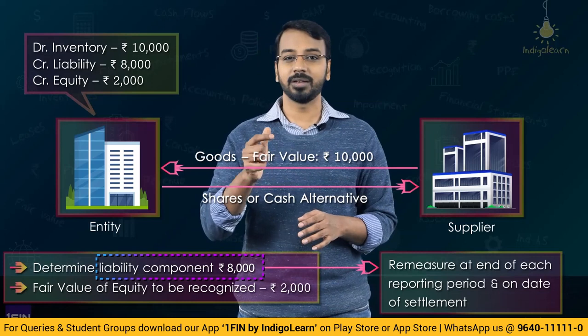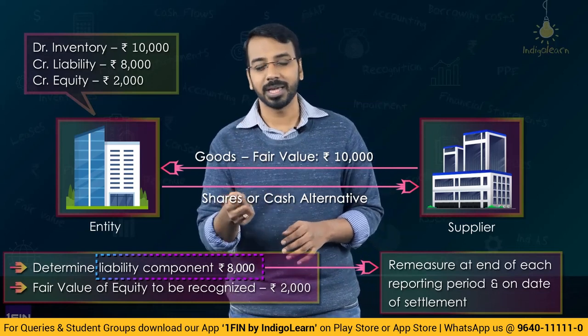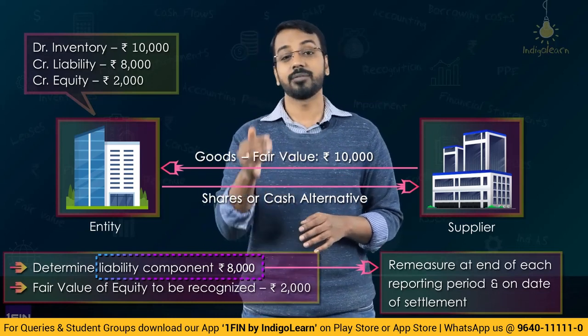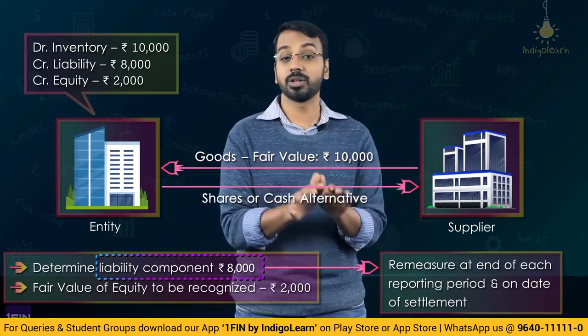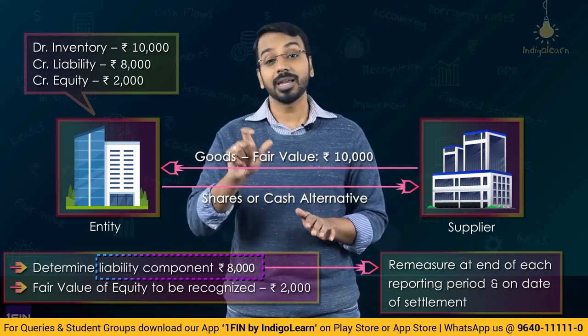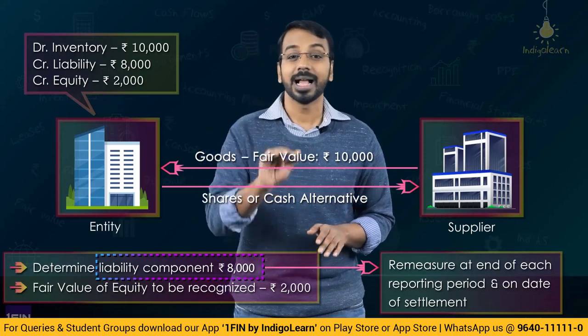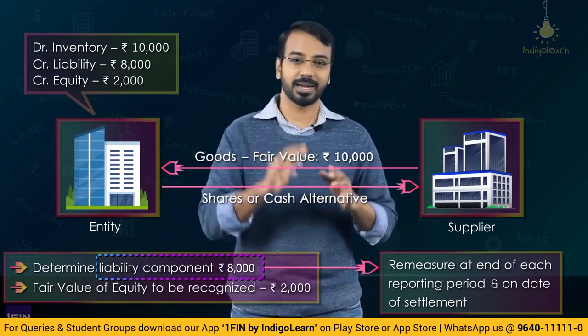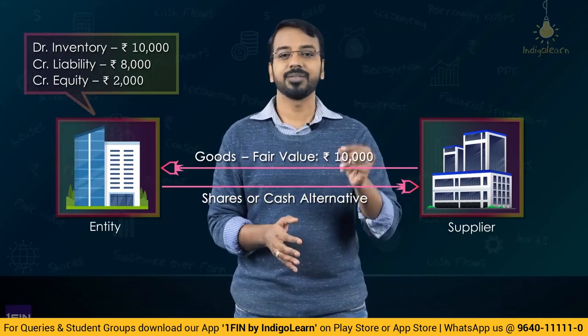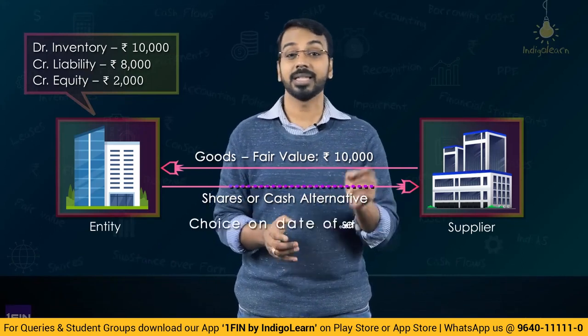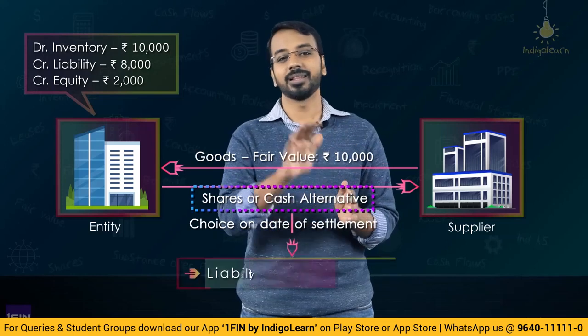So if the liability value increases, you will have to debit the P&L. If the liability decreases, you will have to credit the P&L or credit the corresponding expense. Okay, so that is one more thing you have to keep in mind, that for the liability portion, you have to treat it as if it is a cash settled transaction. Now even with a supplier, on the date of settlement, if the supplier says, okay, I want cash, then you pay cash and settle the liability.